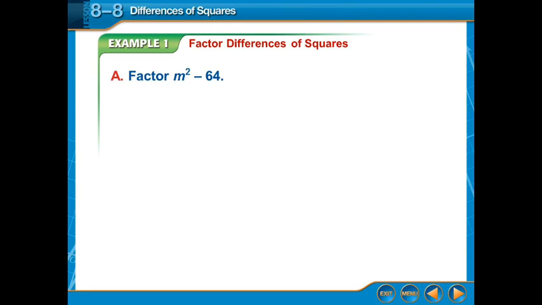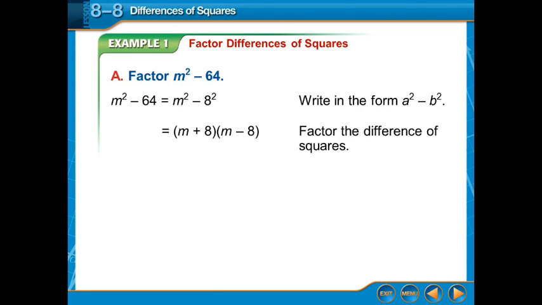And so let's factor the difference of squares here for m squared minus 64. If we write it in the form of a squared minus b squared, we have m squared minus 8 squared. I always just take the square root of 64 and say, okay, that's 8. And so I'll have m plus 8 and m minus 8. That's how to factor the difference of squares, and so that's simply your answer.